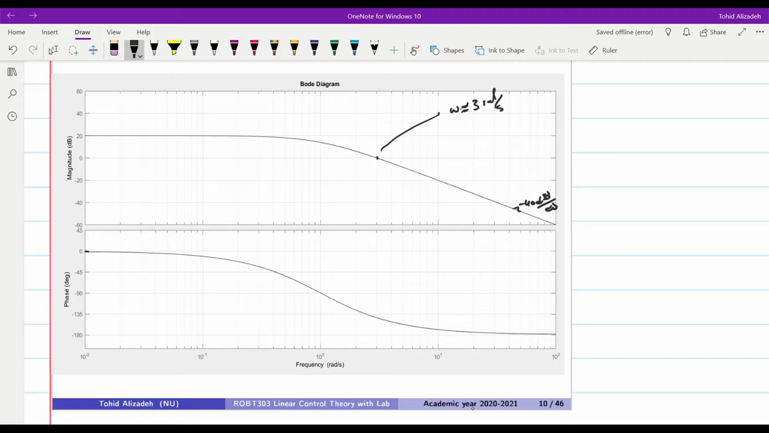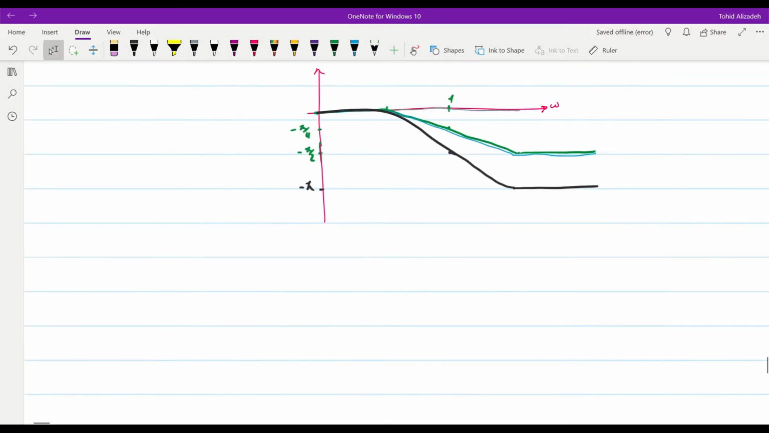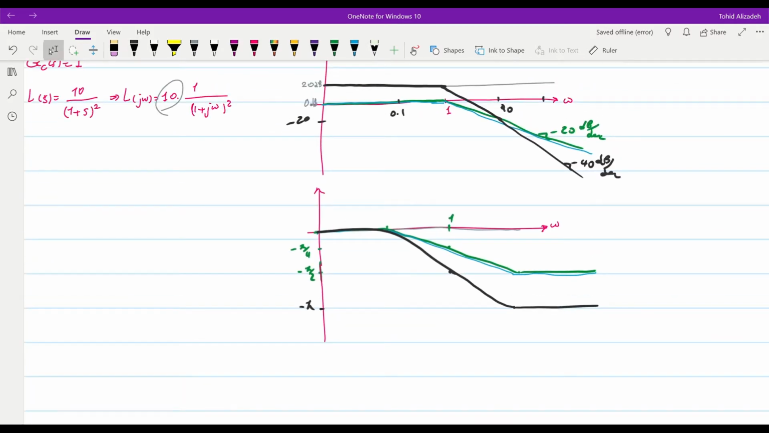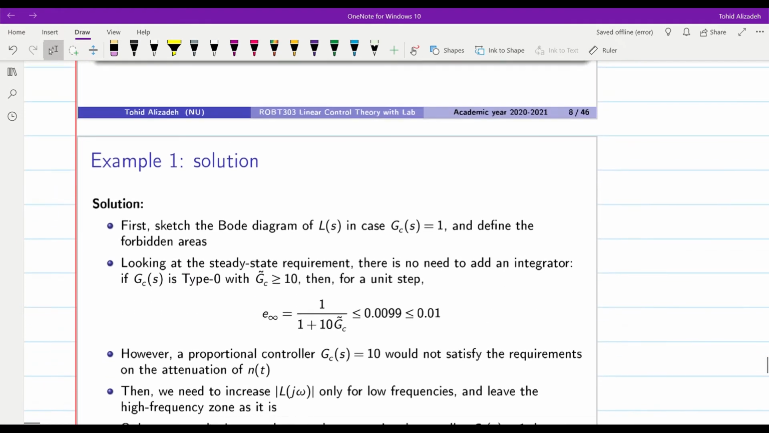The phase decreases around omega equal to 1. At omega equal to 1, indeed we have minus 90, and then as omega moves towards infinity, we get minus 180 degrees. So what we have obtained here is similar to what we have got with MATLAB. Okay, so we will focus on that figure from now on.